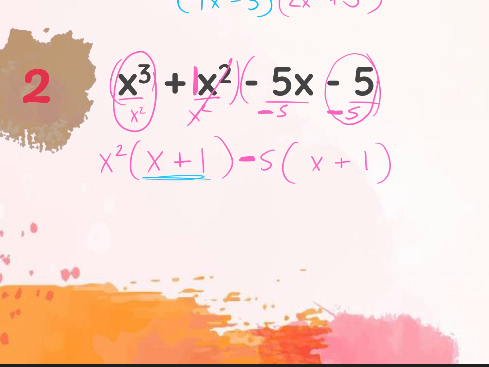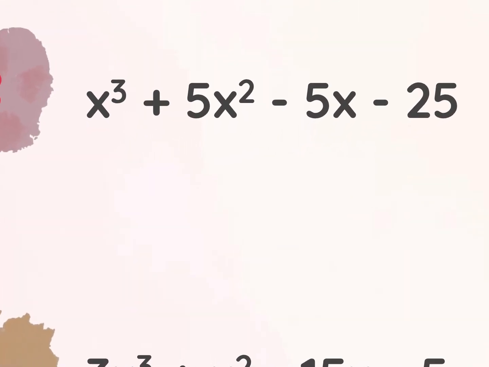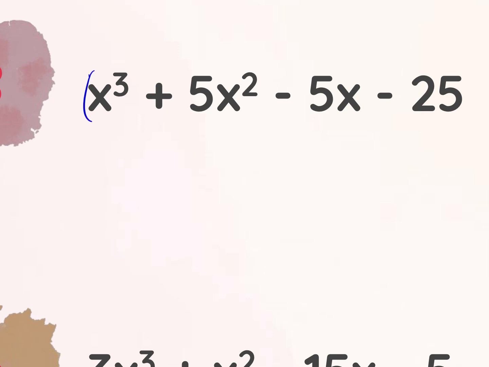Now are my parentheses exactly the same? Yep. So I'm going to group the parentheses together. So what's going to go in my first parentheses? X plus 1. And then we group the outsides together. So what goes in the second parentheses? X squared minus 5. That would be our answer. Let's look at number 3. We're going to group the first two, group the second two. And here, what's our GCF in the first parentheses?